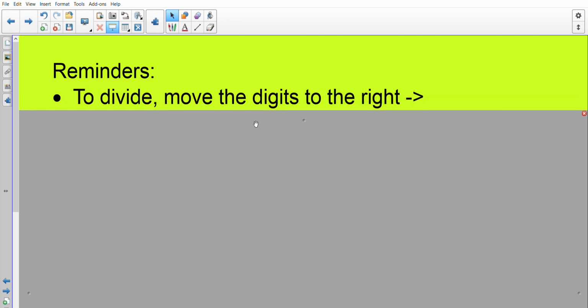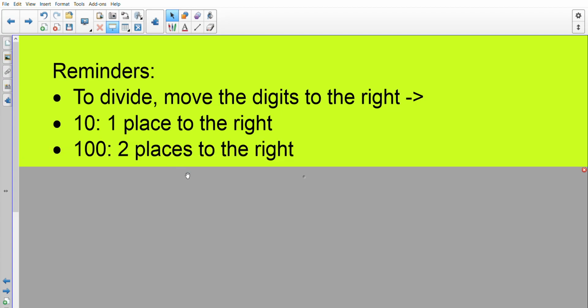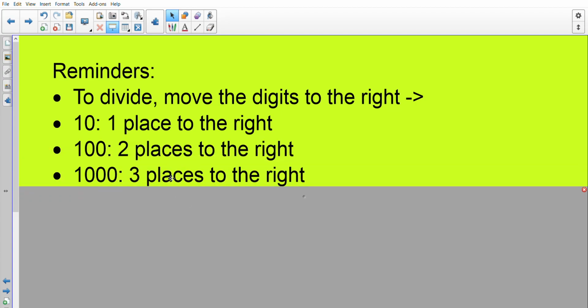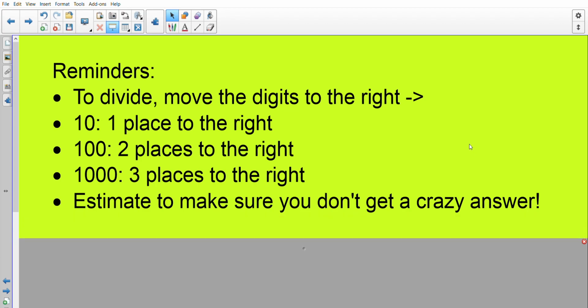Okay, so I'm just going to give you some reminders of what we need to do. To divide, we move the digits to the right, that's that way. If it's by 10, we move 1 place to the right. By 100, it's 2 places to the right. If it's 1,000, it's 3 places to the right. Just count the zeros to remind you. And we always estimate to make sure we don't get a crazy answer. Okay, sometimes people move the numbers to the left because they're getting jumbled up with multiplication, and that will be a crazy answer.